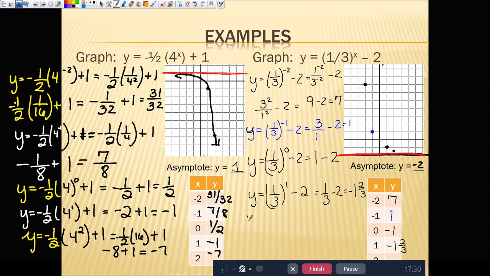Now let's do 2. So 1/3 squared minus 2, which is equal to 1/9 minus 2, which is equal to negative 1 8/9. So again, that's negative 1 8/9, which is even closer to negative 2, but not quite there. So then we're going to draw our graph, and there you go.